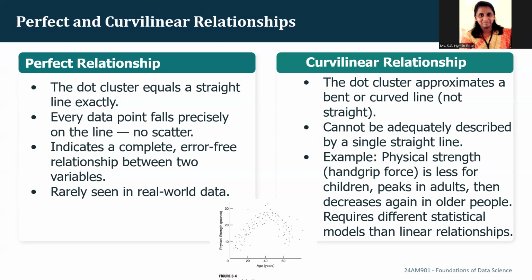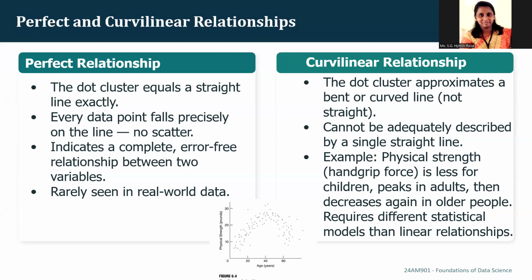In a curvilinear relationship, sometimes a dot cluster approximates a bent or curved line rather than a single straight line, as you have seen in this diagram. This is the example of a curvilinear relationship. The relationship changes direction or rate at some points, and a single straight line cannot adequately capture the pattern. This particular one represents physical strength over a lifetime.